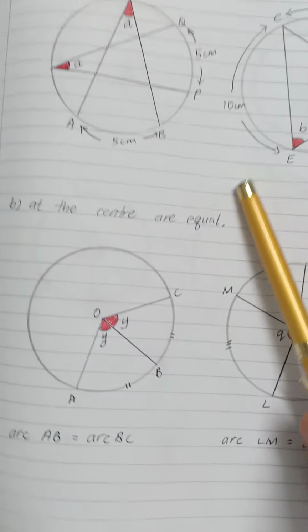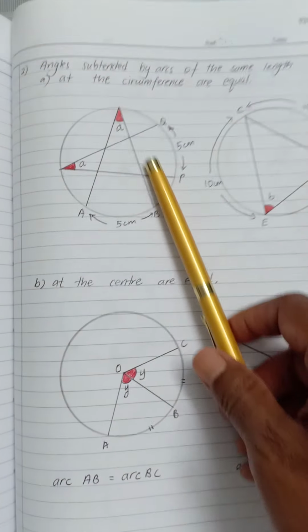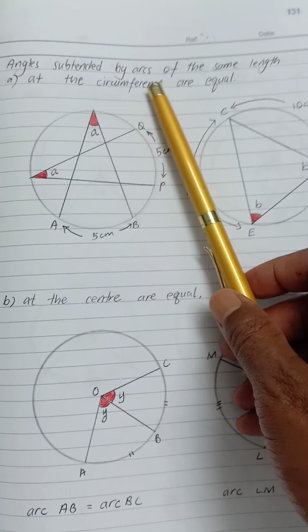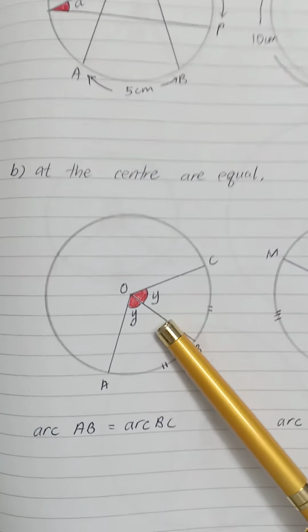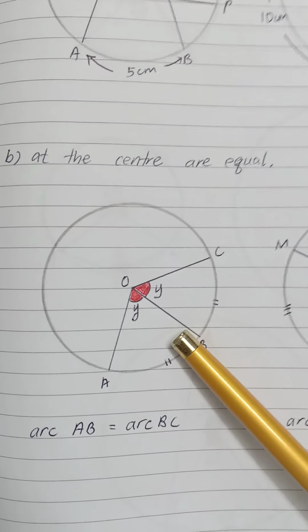Okay, let's look further. Now, also another property: angles subtended by arcs of the same length at the center would also be equal, right?